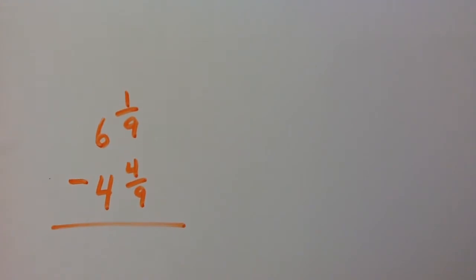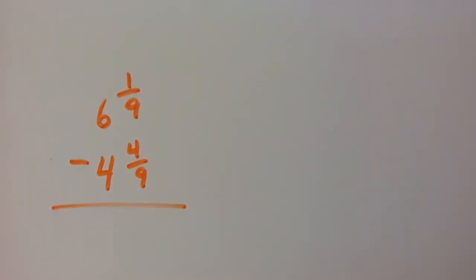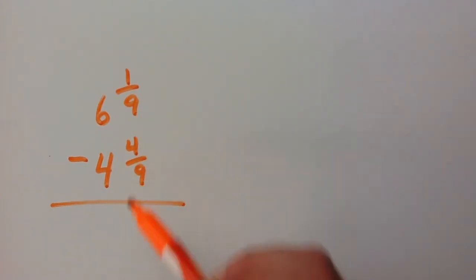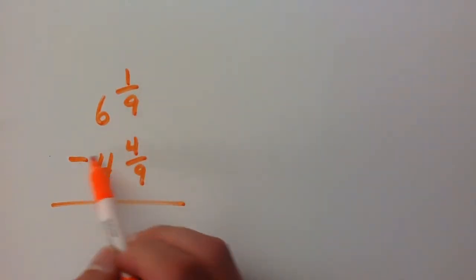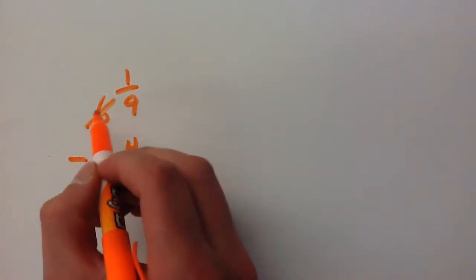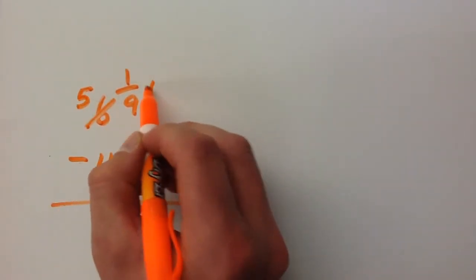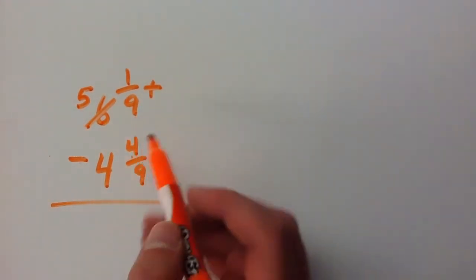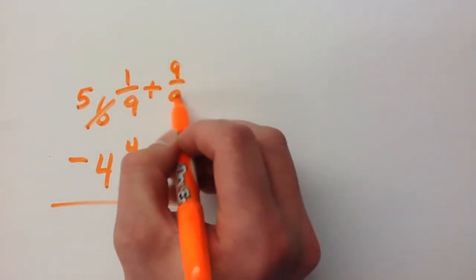Next I have 6 1/9 minus 4 4/9. My denominators are the same. I look at the numerators. 1 minus 4 I can't do. I need to borrow. So I borrow from the 6, it becomes a 5, and I add a whole fraction to this. A whole fraction, since the denominator is 9, would be 9 over 9.